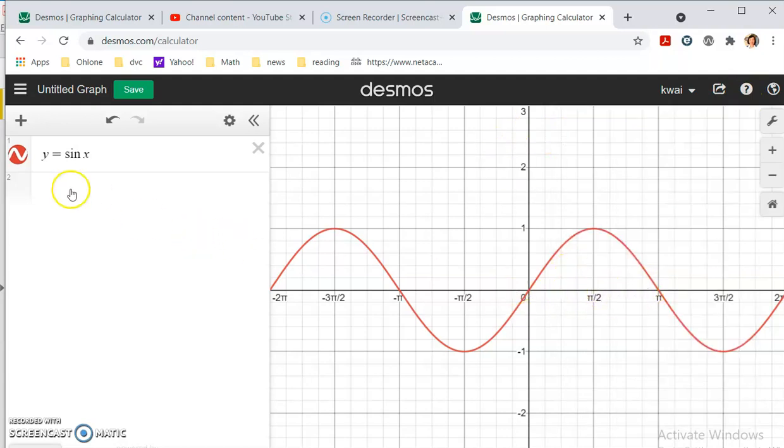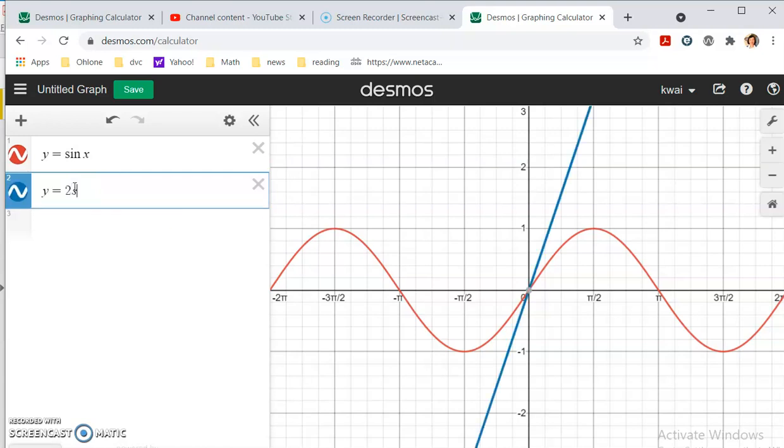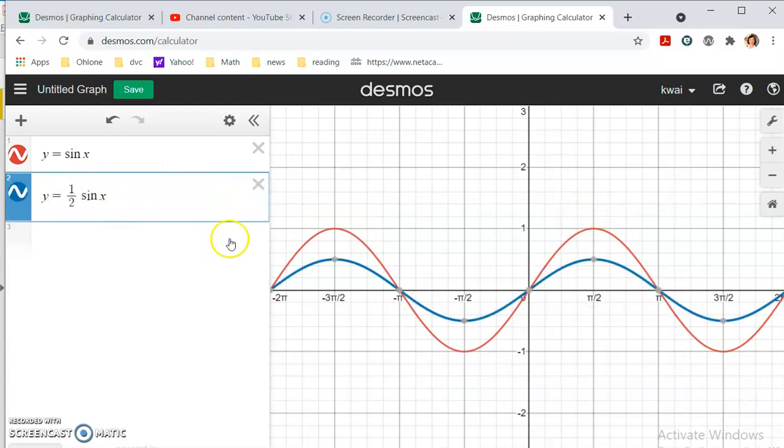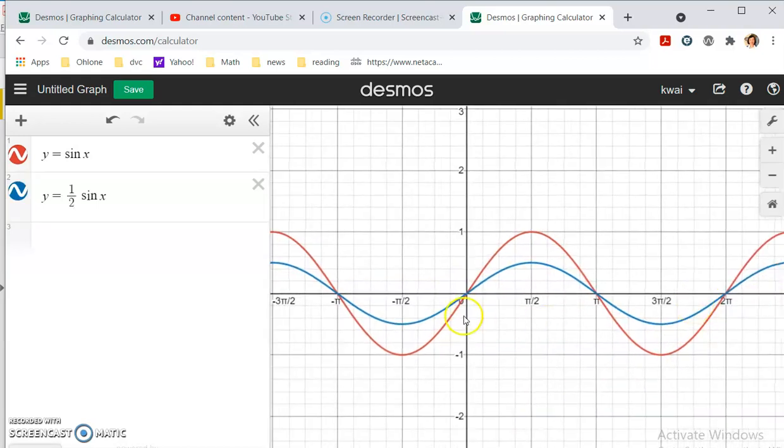It's a sine graph. Now, if I add something outside like 2 sine x, what happened? That's the blue one, so it just goes up, right? It affects the amplitude. If I change it to 1/2, you can see that the amplitude changes. Basically, it still goes up and down, and also from 0 to 2 pi as before. The only change is the amplitude. So a affects the amplitude.